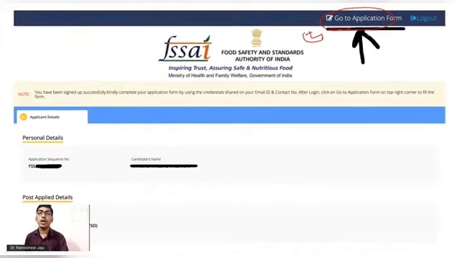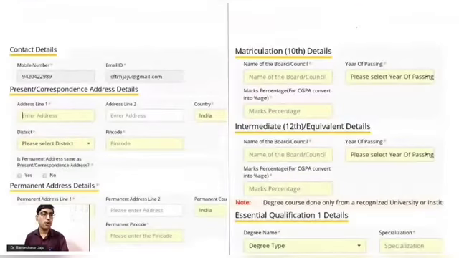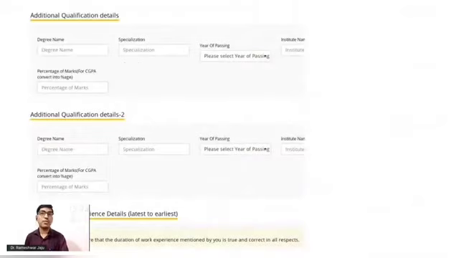the if you log in with your mobile. Otherwise, if you log in with your system, that could be fine. And try to use Google Chrome only. So then you go for the go to application form. Okay, so here different types of contact details you have to ensure, starting from your number, then followed by the matriculation. Okay, apart from that, additional qualification, first, second, previous work experience if any.